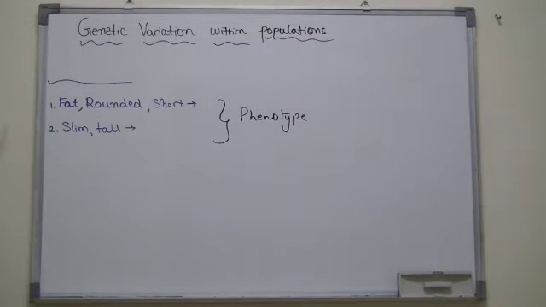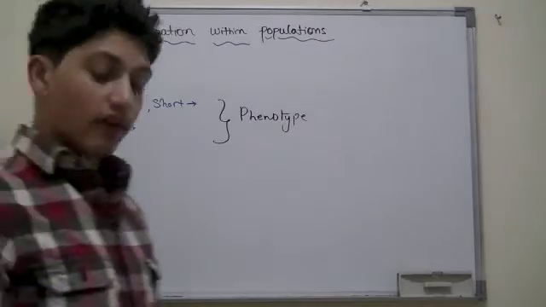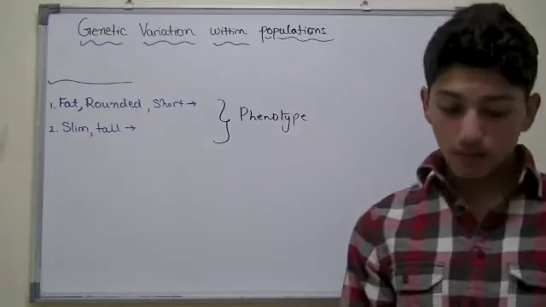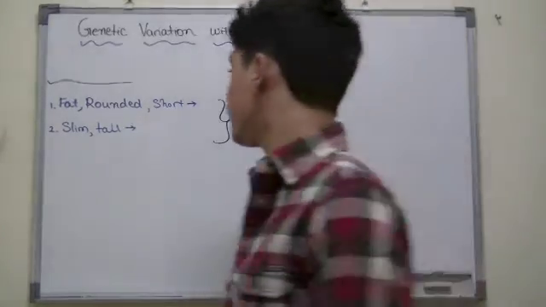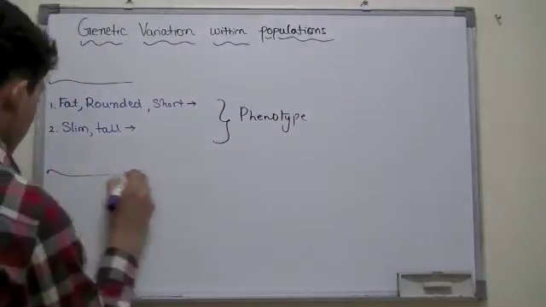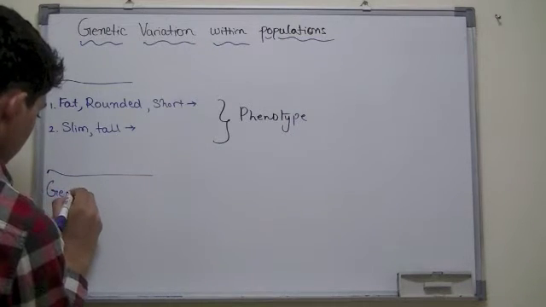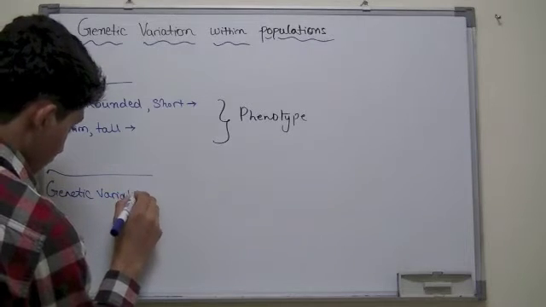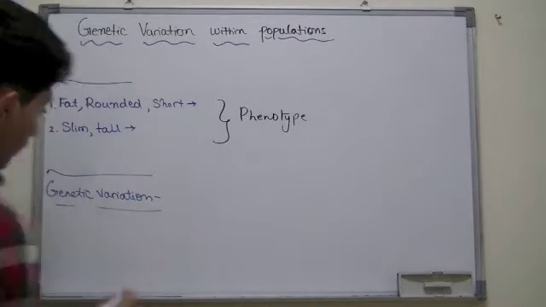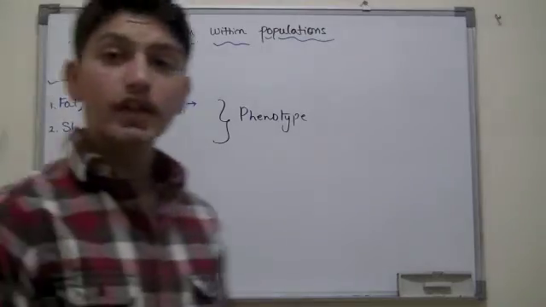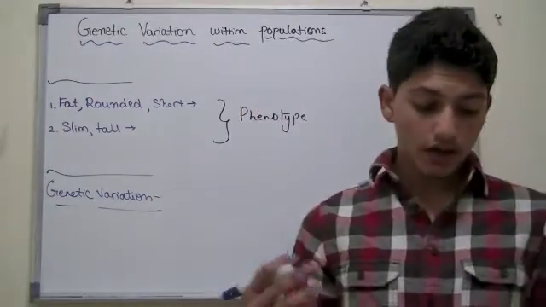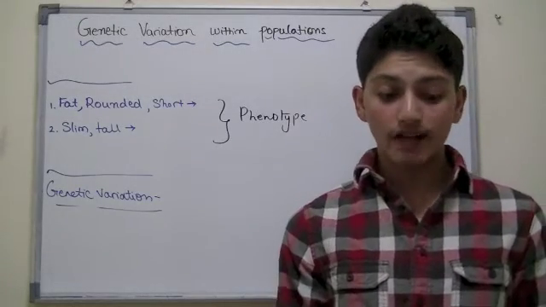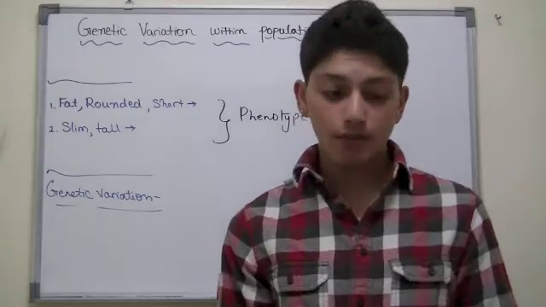Now, we cannot control the phenotype. The reason is that it's because of genetic variation. Now what is genetic variation? Genetic variation is stored in a population's gene pool, the combination of alleles of all the individuals in a population.